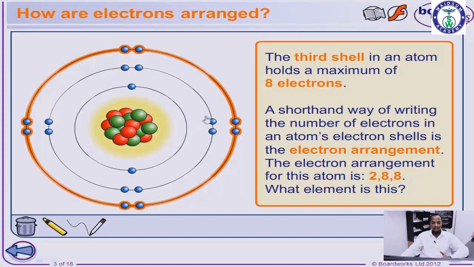Is that okay? So these are the electron shells, the shells in which the electrons are arranged and they revolve around the nucleus of the atom.